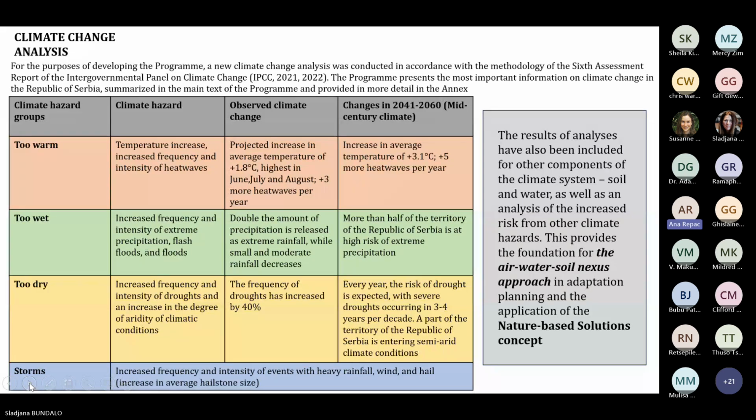So I just wanted to also highlight that for the purposes of the development of the climate change adaptation program, a new climate change analysis was conducted in accordance with the methodology of the 6th assessment report of the Intergovernmental Panel on Climate Change. So on this slide, you can see a short analysis of it. And as I mentioned, the air, water, soil Nexus approach within adaptation planning and the application of the nature-based solutions concept. Next slide.